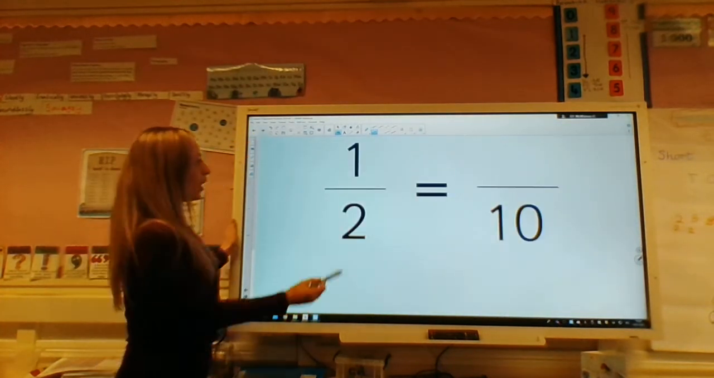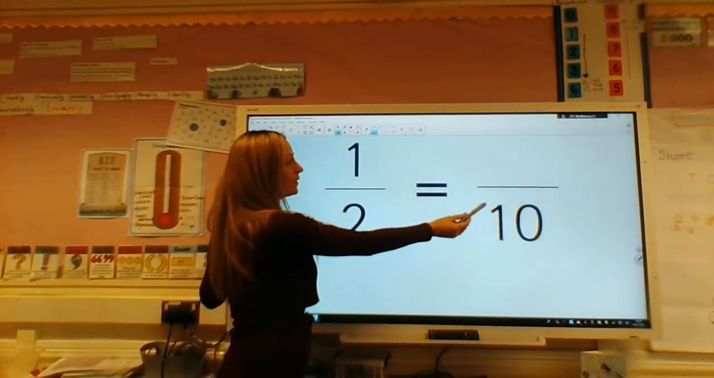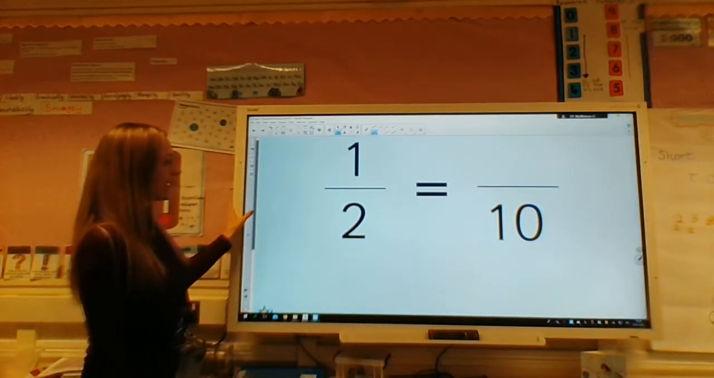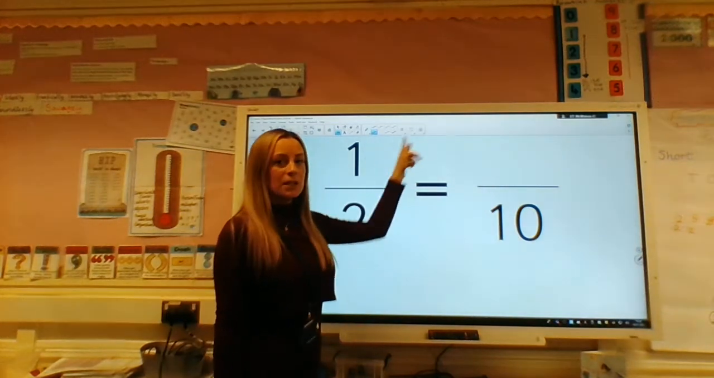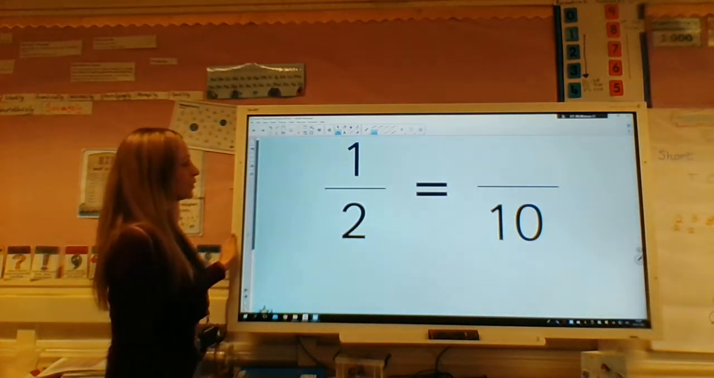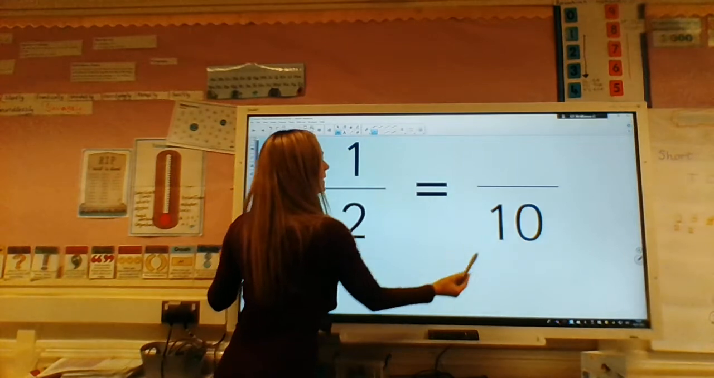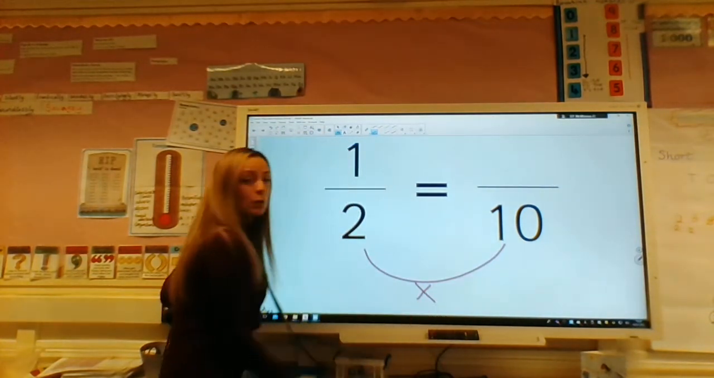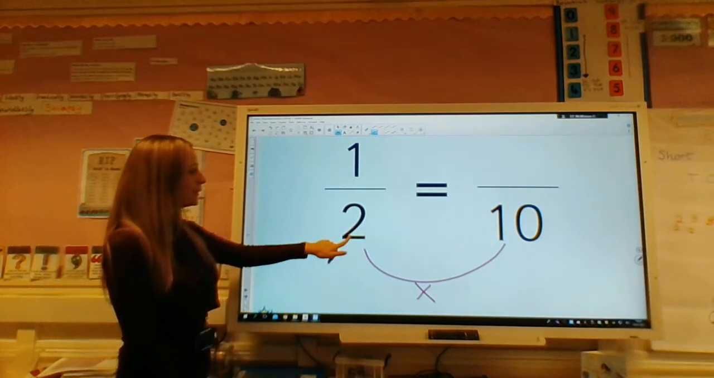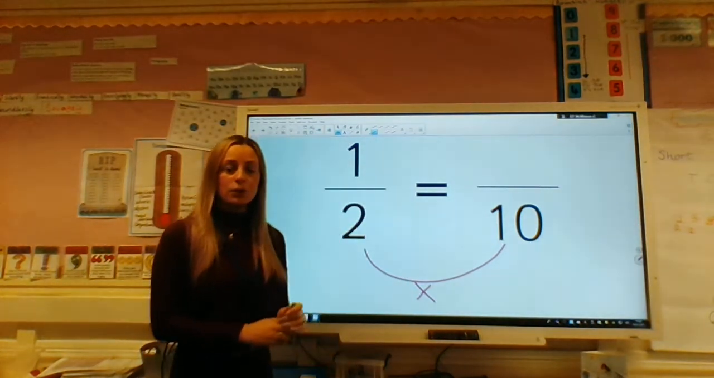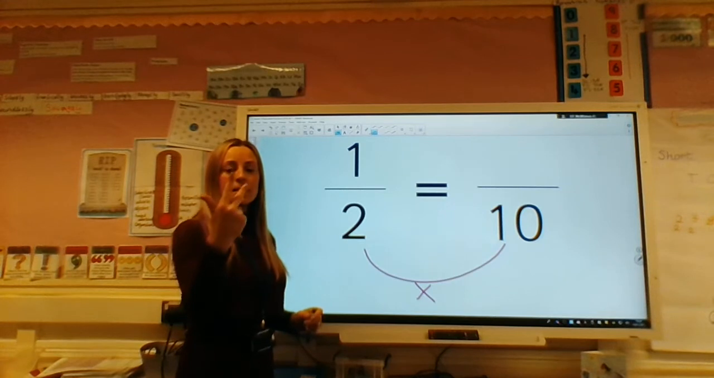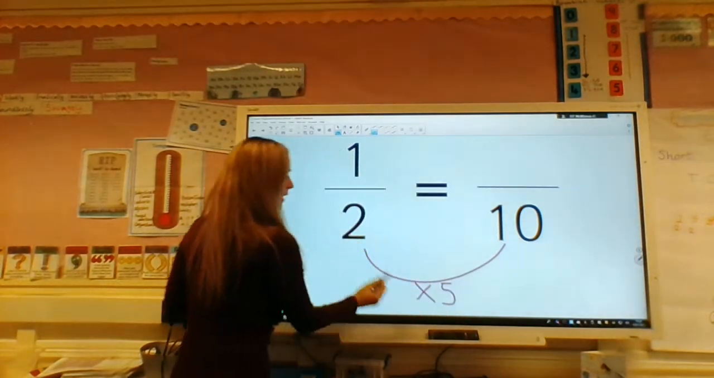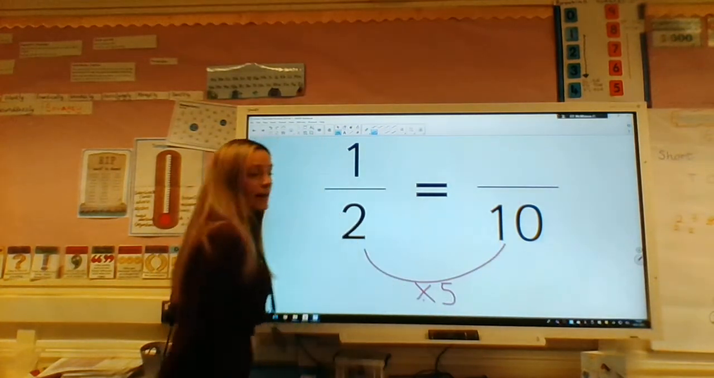So we've got 1/2 is equal to something tenths. So again, we are using our multiplication. I haven't got two numbers here, so I can't find out what you do to it, but I've got a 2 here and a 10 here. So the number's getting bigger, so it must have been multiplied, and then I'm asking myself, how many 2's go into 10? So you do your 2 times table. 2, 4, 6, 8, 10, that's 5. So 2 has been multiplied by 5 to get to 10.